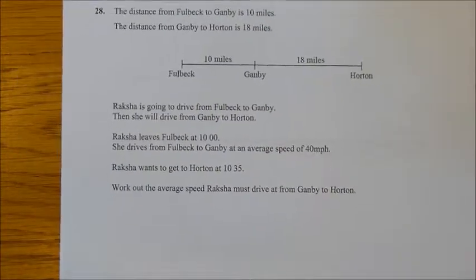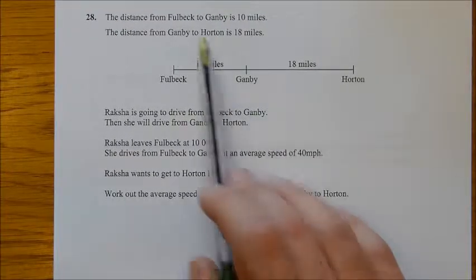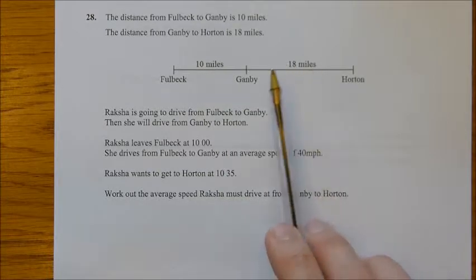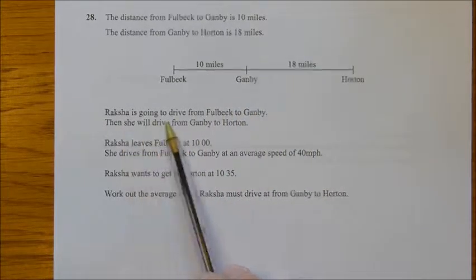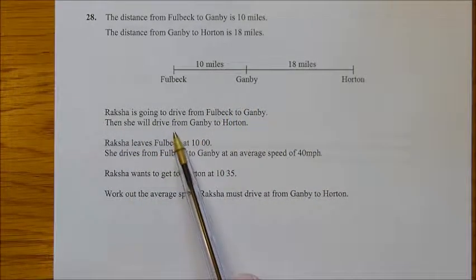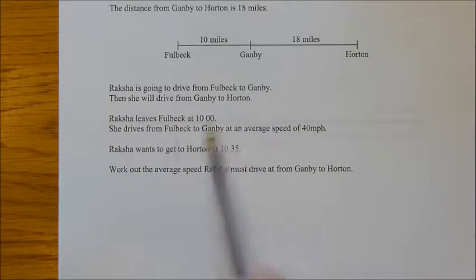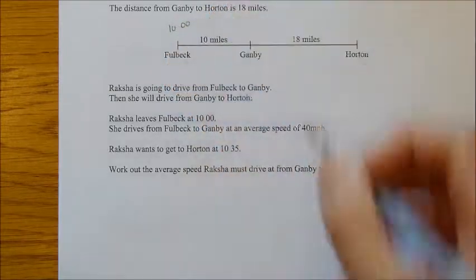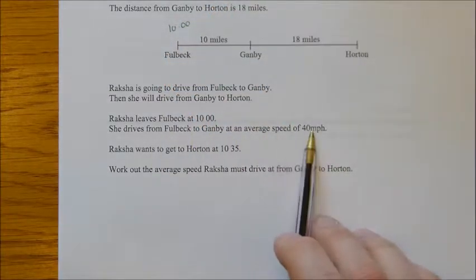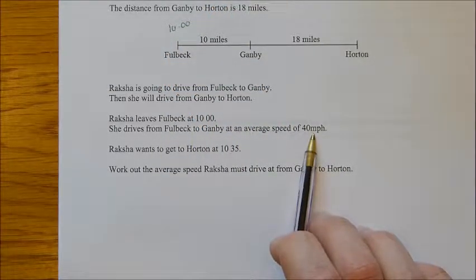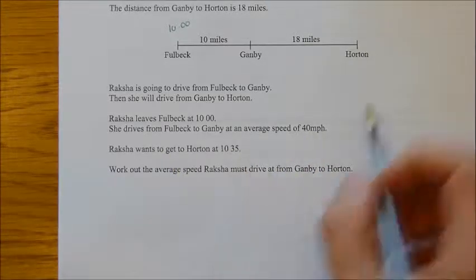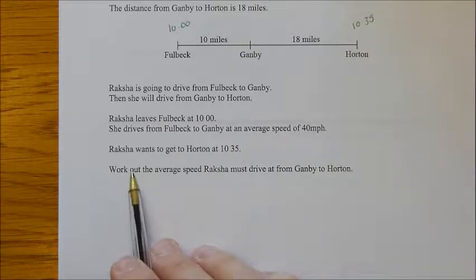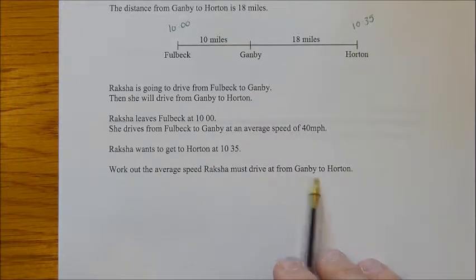Number 28. Okay, Fulbeck, Gamby, Horton, 10 miles and 18 miles between them. Rakshaw is going to drive from one to the other, and then she's going to drive from there onto Horton. She leaves at 10 o'clock, so let's just make a note of that here. 10 o'clock. She drives at an average speed of 40 miles an hour. She wants to get there by 10:35. Work out the average speed that she must travel from Gamby to Horton.